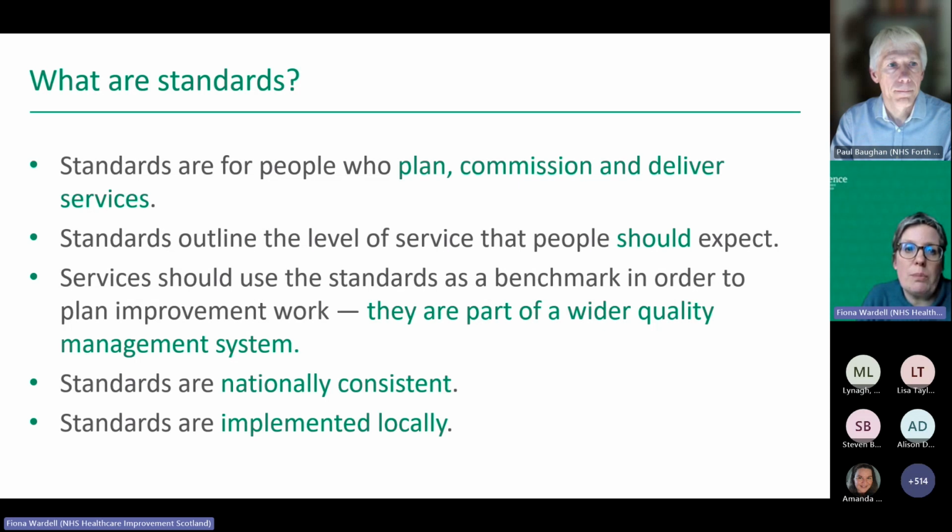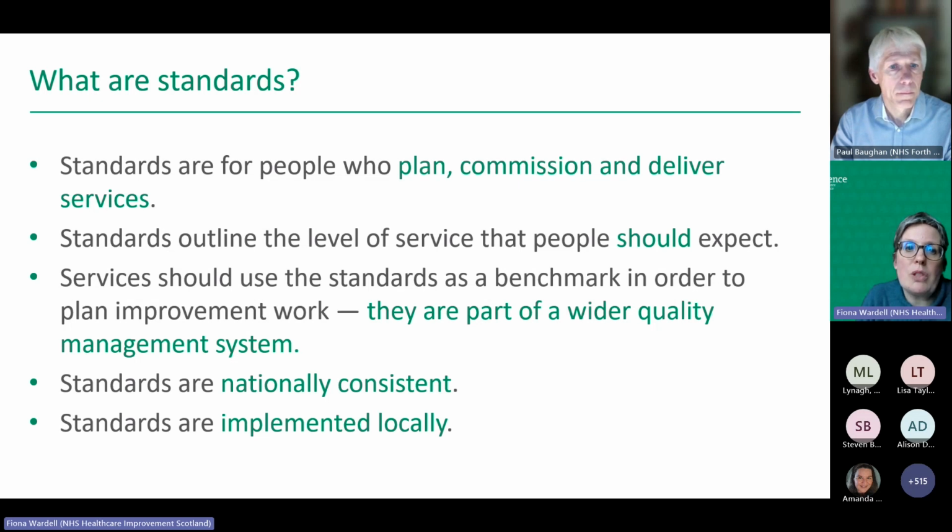So obviously they're there to support people who plan, commission and deliver services. But a key part of the standards is also outlining what people who are trying to access services, or their carers, care partners, support network should expect to experience. So we're really clear on this one. It's not about what currently does happen, it's what should happen. So that's a really important distinction.